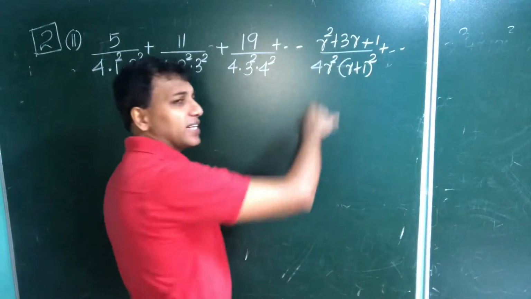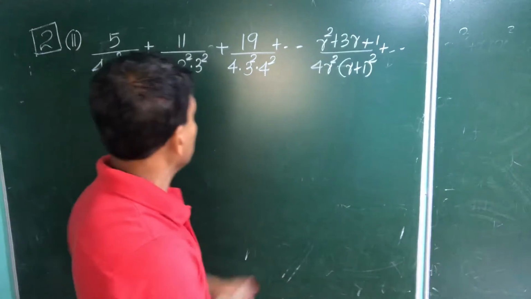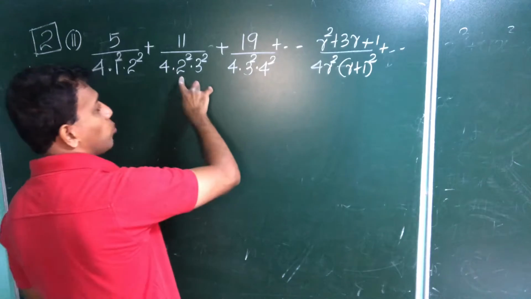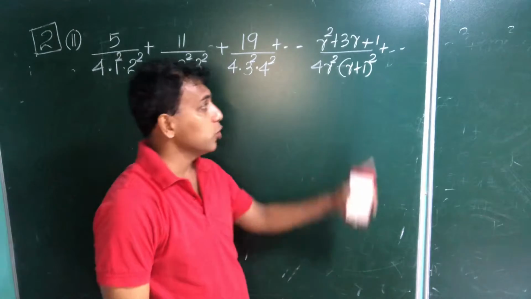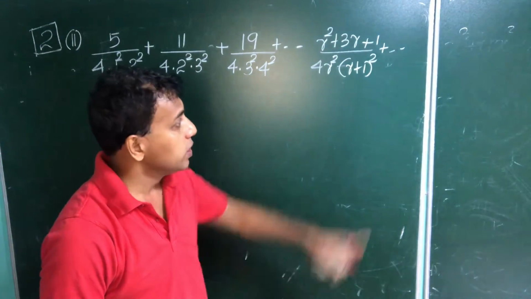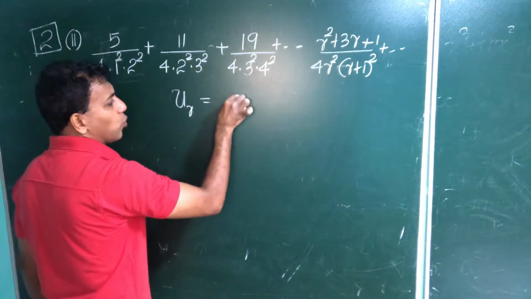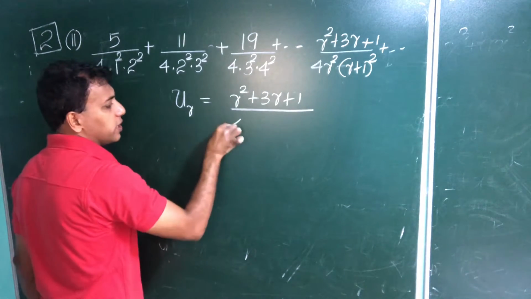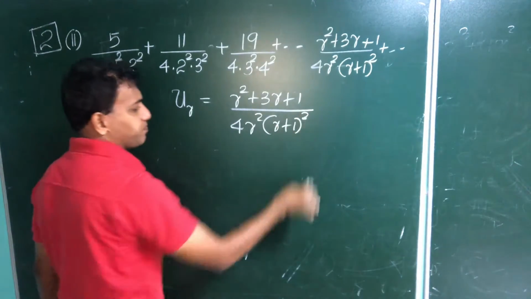They have set the general term also here. General term UR is provided. Such a method. You see here 4, 4, 4 there. So R square. Here 3 means 4, 2 means 3, 1 means 2, right? Therefore R plus 1 square. Also the numerator is provided in a quadratic pattern, R square plus 3R plus 1. So that's the common term here, right? UR equals R square plus 3R plus 1 over 4R square into R plus 1 square, right?